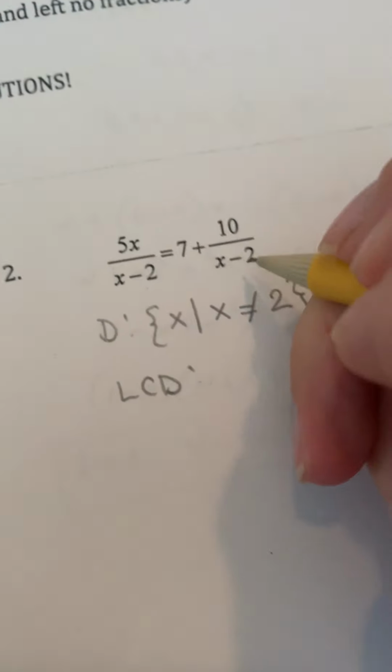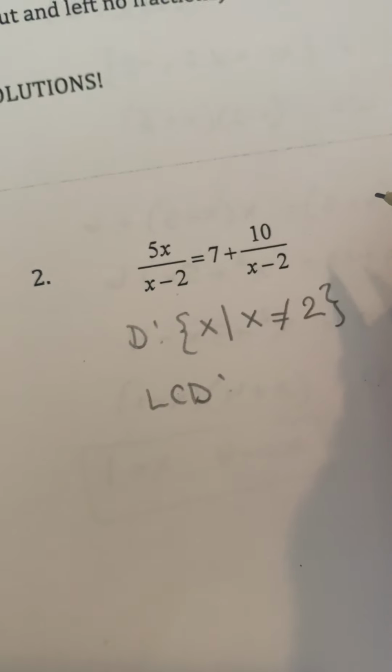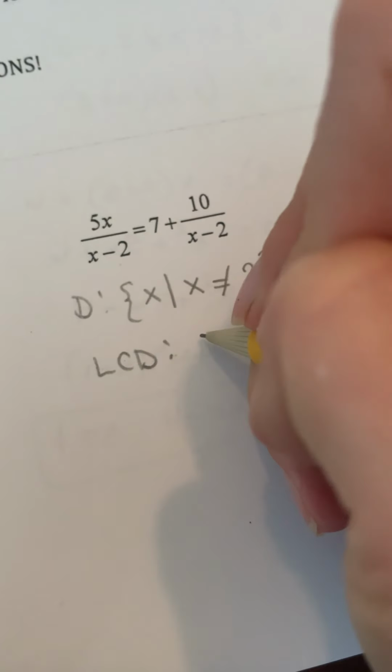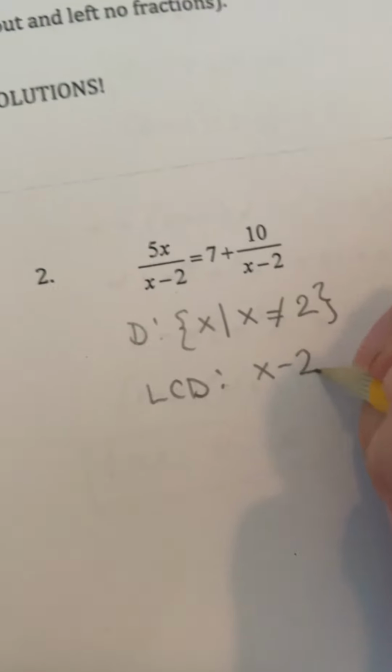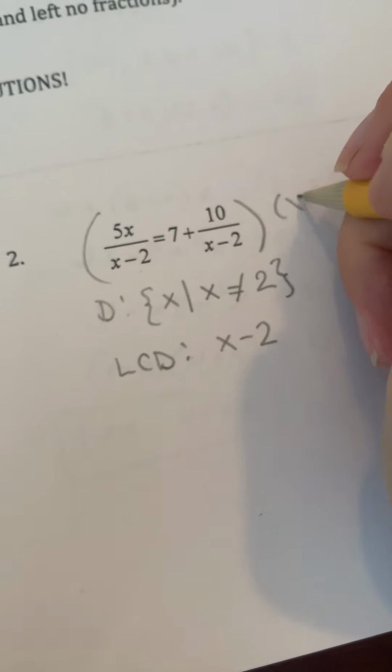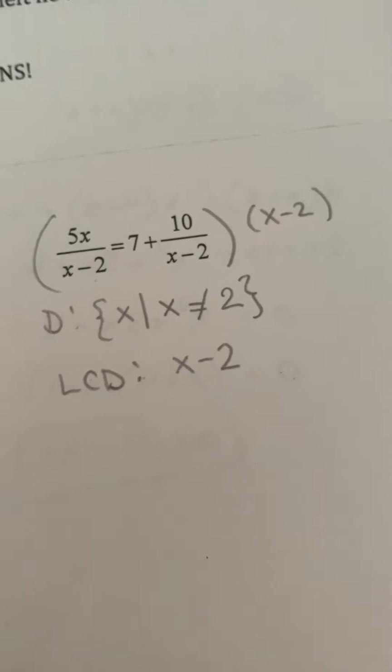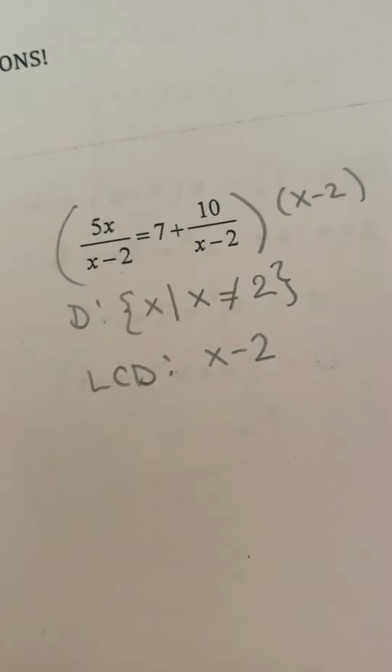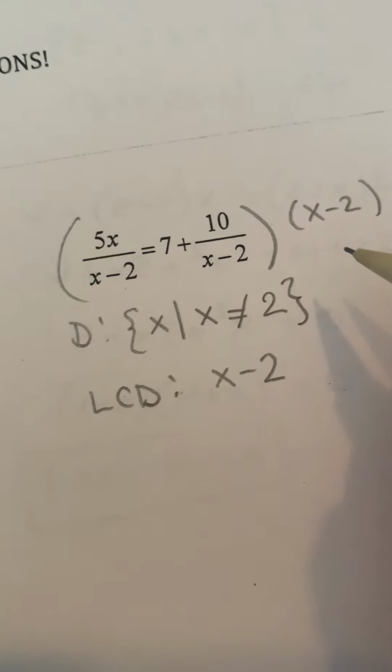Now we're going to find our LCD. The LCD is made up of our common denominators here, right? So we have just simply x minus 2. Now we multiply our rational equation by our LCD and distribute it to everything, and it should allow us to cancel our fractions.